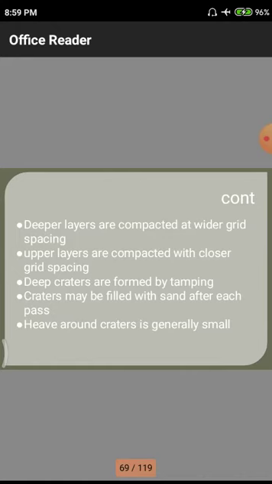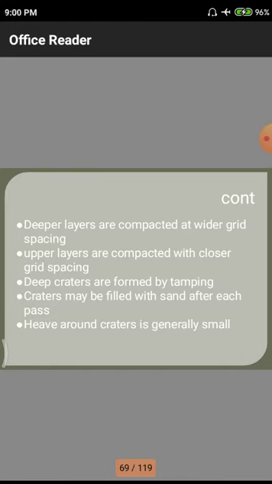Next one, the upper layers are compacted with closer grid spacing. The upper layers, the total strata, layer by layer, we call it strata in terms of geotechnical parameters. The total strata we have to classify into how many layers we give these blowings. For each and every blowing, how much amount of material will be compacted. All those data we have to collect in a preliminary investigation. After the preliminary investigation is over, we need to go for this densification method.